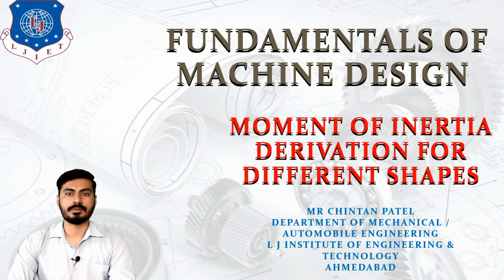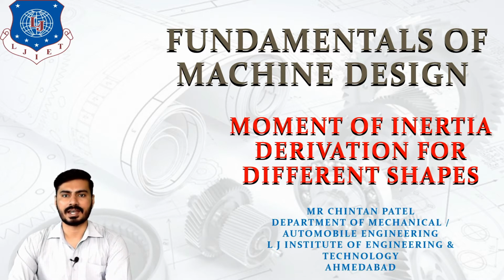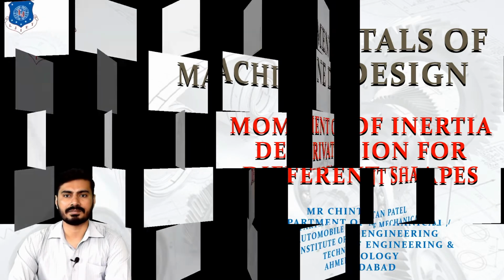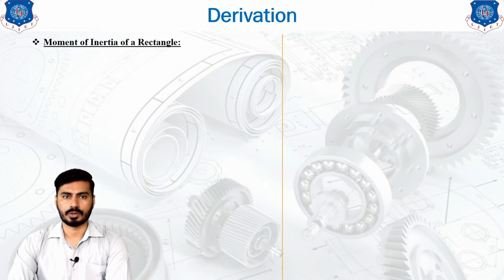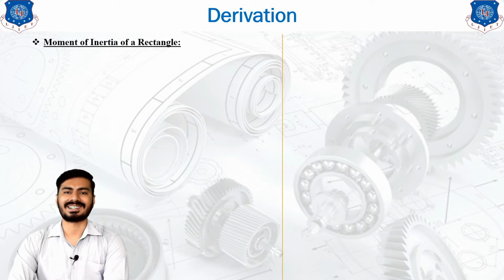And we have also seen two different theorems which will be utilized in today's session, so that you can understand easily if you have revised those different types of theorems in the previous lectures. Okay, so let's get started with the first derivation, and this derivation is also asked in your GTU. So pay attention over here, because this is the derivation of the moment of inertia of a rectangle.